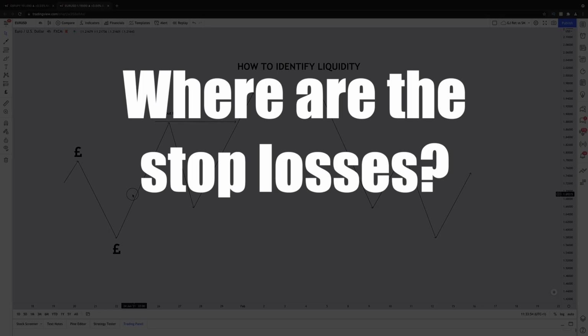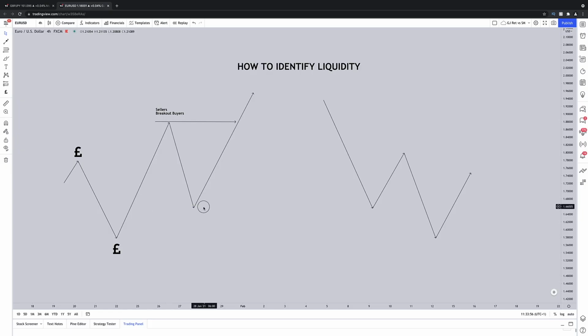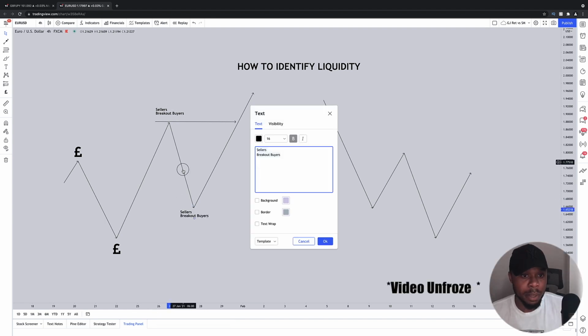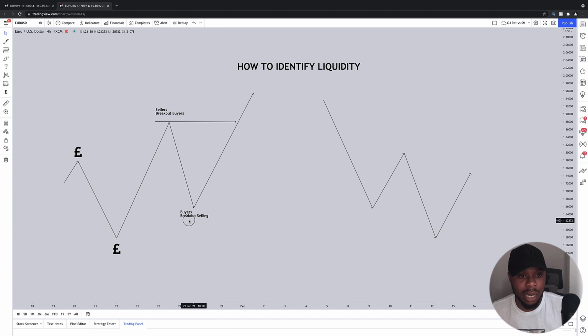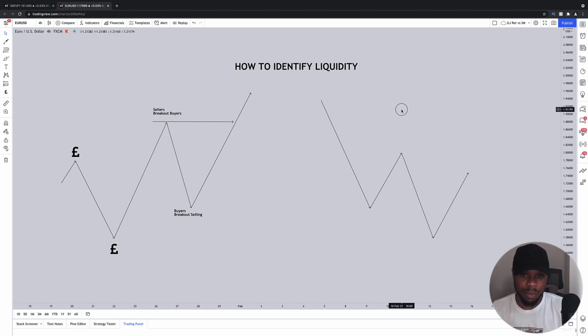You have to always be thinking about where the stop loss is. And so there's going to be stop losses beneath this low as well. These are going to be the people who are buying, first of all. These are the buyers. And then people doing breakout selling. It doesn't really matter what time frame you're on, it's the same thing throughout the whole time frame. And it's going to be the same thing over here.